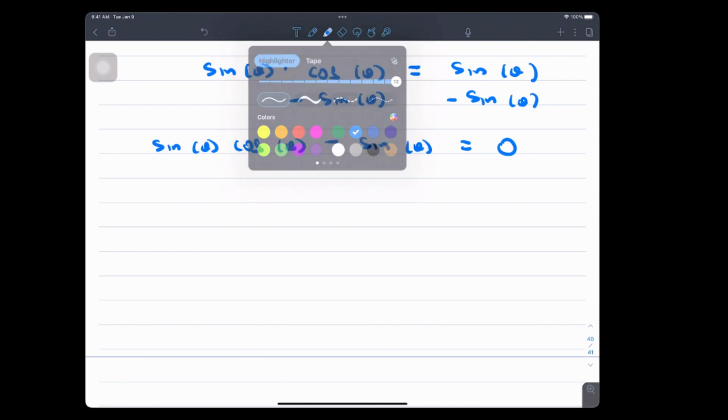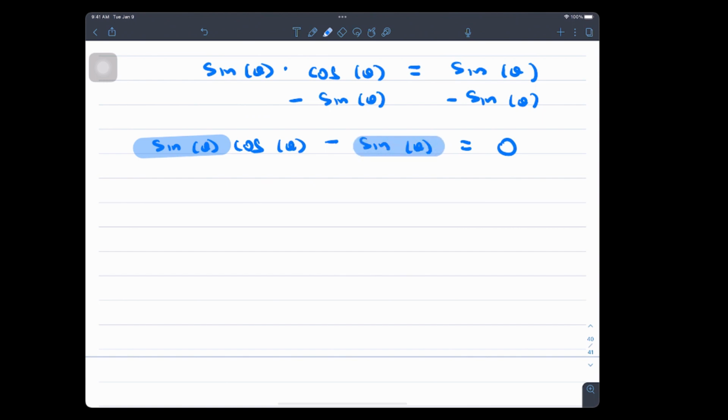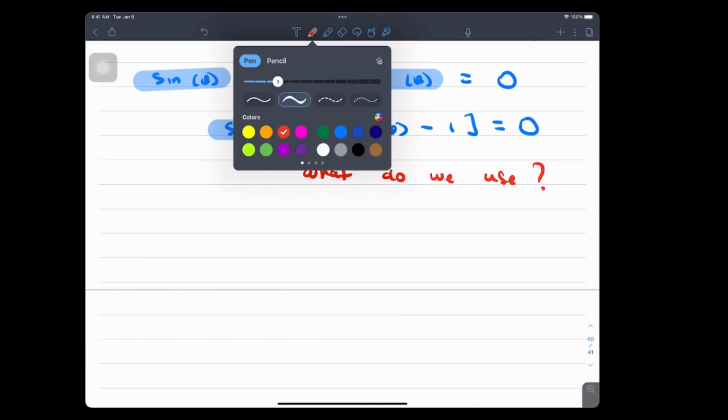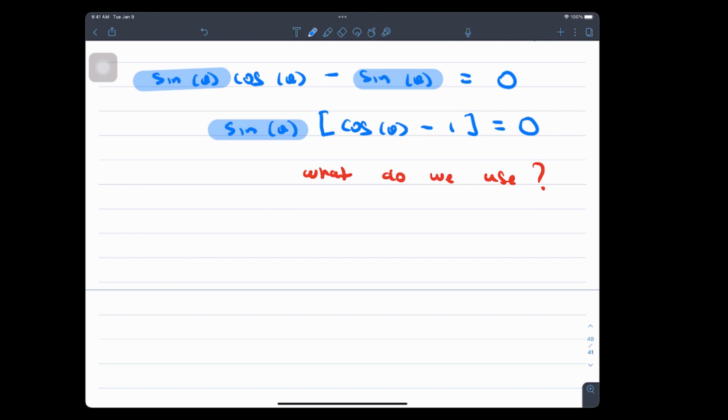Okay, and now what you guys can do is factor out your sine. Sine times cosine minus 1 equals 0. So this is the algebra you need to do here, okay? Because we factored out that sine, is that true? You guys see how the sine is here? Now, I'm going to ask you guys from algebra, what do we use here now? We actually already talked about it. Some of these questions are using identities here. What do you guys think we do? Outstanding. We're going to use the zero product rule. Yep, you got to use that zero product rule.